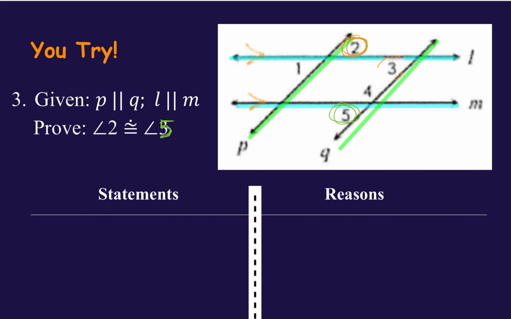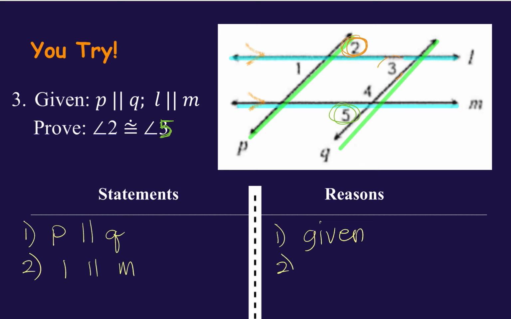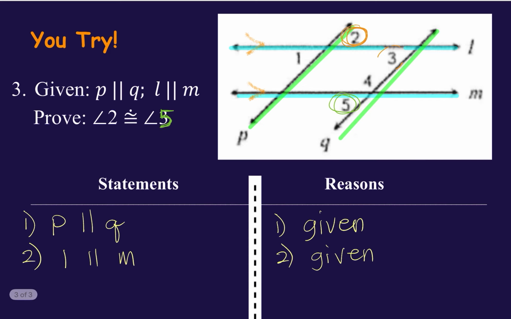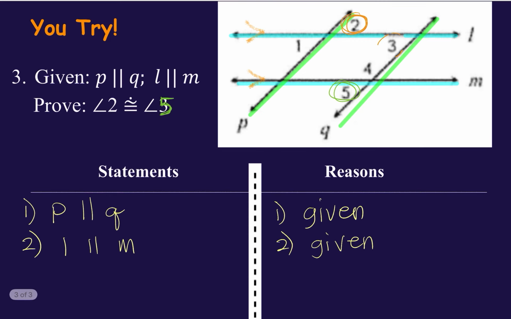So we're going to start with the given. P is parallel to Q, and that's given. This time I would like to split the two, so L is parallel to M. And again, it is okay to put them in one line or one statement. Okay, so from here, we could start with angle 2 because that's where we're heading.